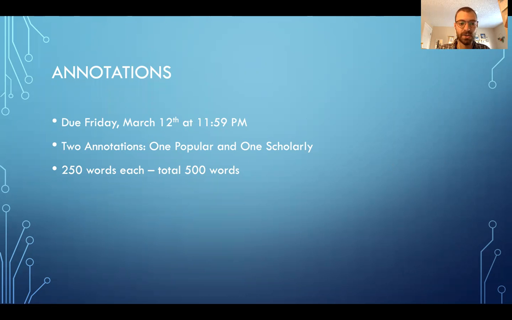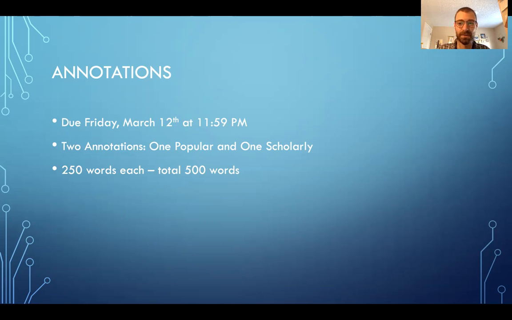Total, you're going to make two annotations, one for a popular source and one for a scholarly source. They're each going to be about 250 words for a total of about 500 words. Remember, we talked in class about the difference between a popular and a scholarly source. There's a bunch of general differences, just sort of tendencies. But remember, the one hard and fast rule is that a scholarly source is peer reviewed. And so that means that experts in the field reviewed it prior to publication.